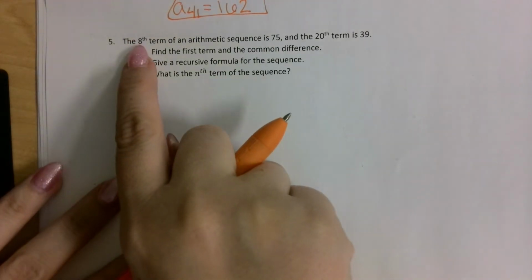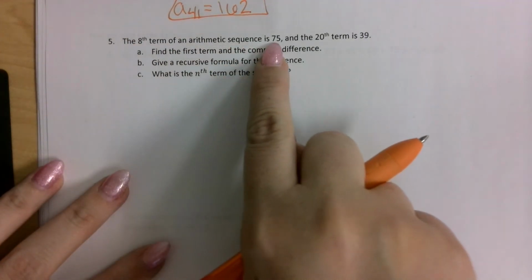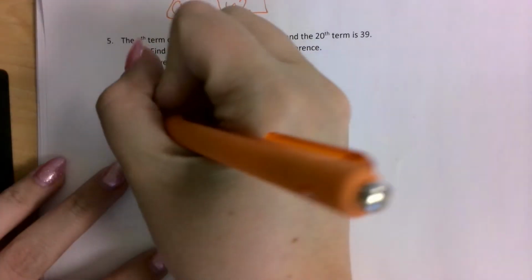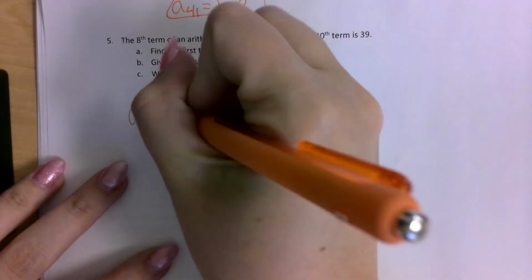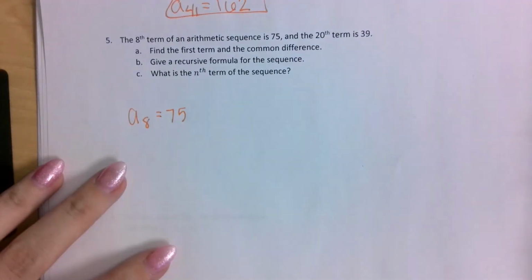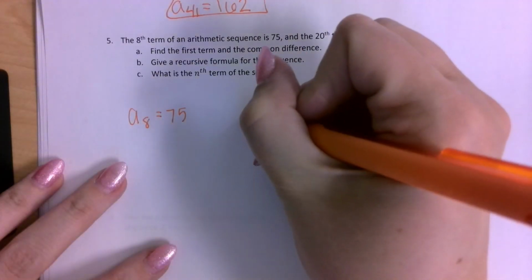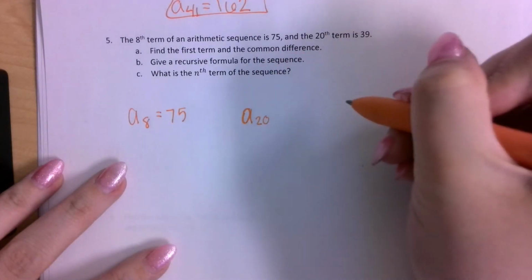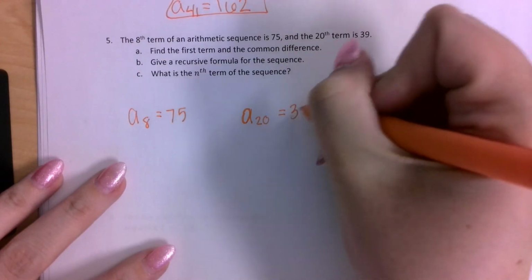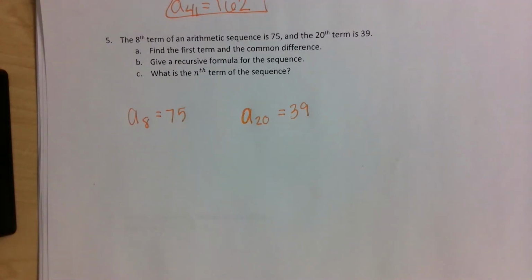So it's telling us that the 8th term of the arithmetic sequence is 75. So if I went to the 8th spot in my sequence, that is 75. And if I went to the 20th term of the sequence, that is 39. So I need to find what am I adding or subtracting each time and where did it start?